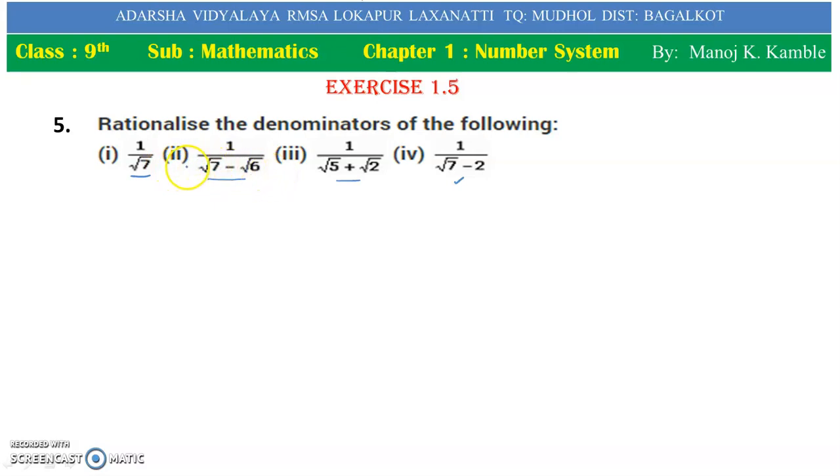To convert this irrational number into a rational one, that is nothing but rationalizing. So converting an irrational denominator into rational form is what we call rationalizing. So how to rationalize? Let us solve it here, one by one. Solution for the first question.